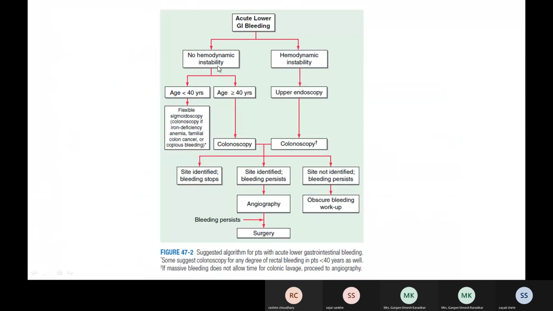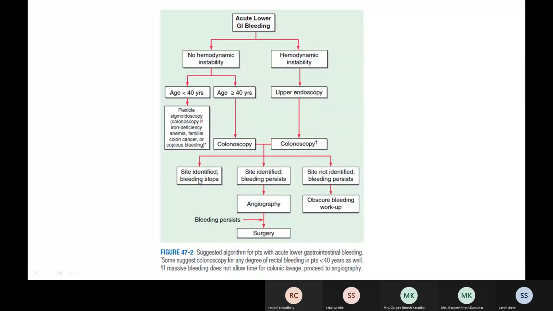How will they manage it? If there are no hemodynamic changes and the patient is less than 40 years, then there is flexible sigmoidoscopy. Colonoscopy is done if there is iron deficiency anemia, familial colon cancer, or fecal occult blood. If the patient is more than or equal to 40 years, then the patient will undergo colonoscopy. Even if the patient is not stable hemodynamically, upper endoscopy, and then the patient will also have to undergo a colonoscopy, right? This colonoscopy is done if the massive bleeding does not allow time for the colonic lavage. Then the patient may even go for arteriography.